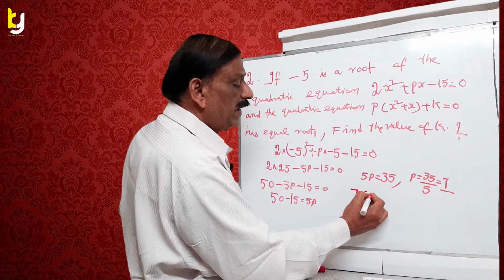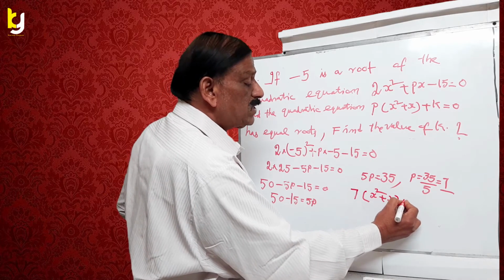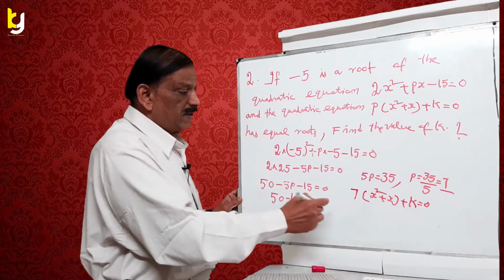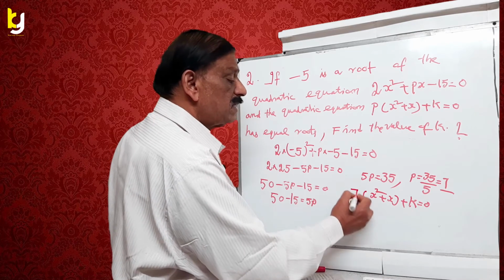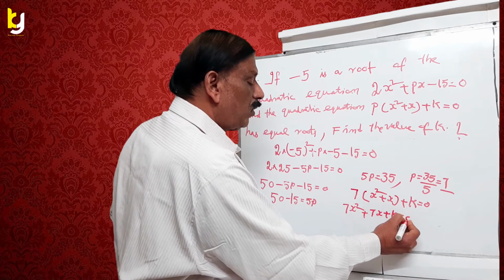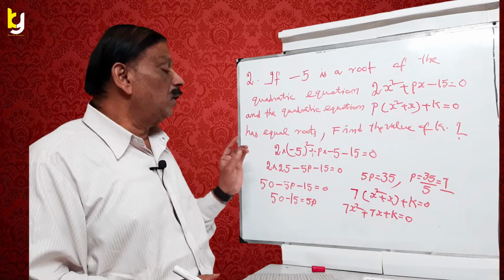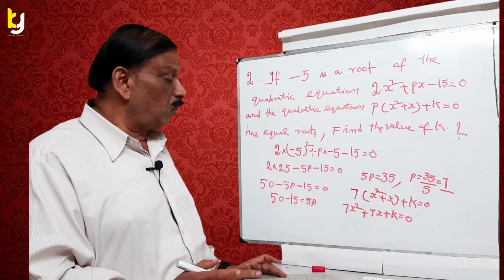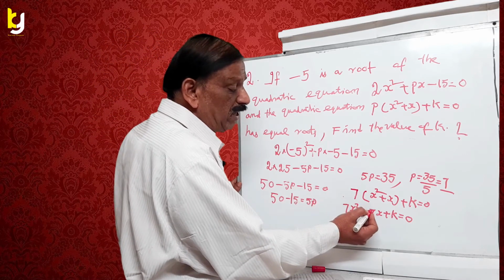7 into x square plus x plus k equal to 0. That is 7x square plus 7x plus k equal to 0. This is a quadratic equation. So in this quadratic equation, roots are equal. Roots are equal means b square minus 4ac is equal to 0. In b square minus 4ac, this is a, this is b, this is c.